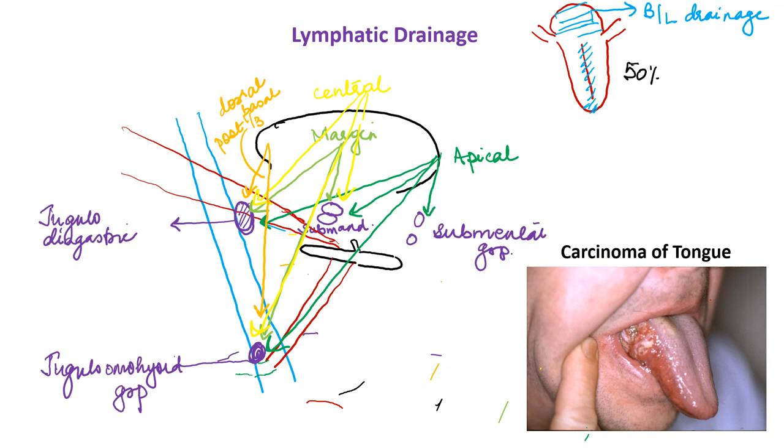Another important thing which we have to remember is that almost 50% of all these lymphatics which are draining from the tongue drain via the periosteum of the mandible. So very early on, a carcinoma of the tongue may involve the mandible, may spread to the bone also. Right? So lymphatic drainage becomes very important because carcinoma of the tongue is very important. So you should know this in detail.